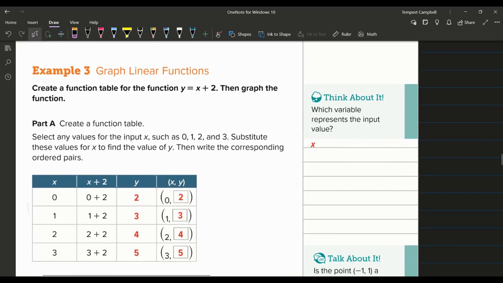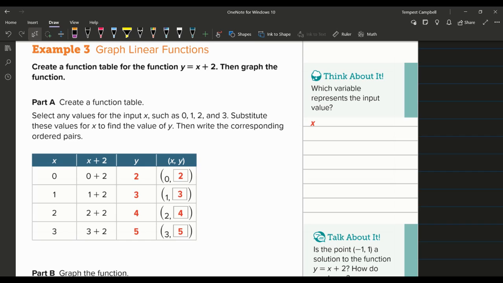So let's look at this first example. We're going to create a function table for the function y equals x plus 2, then graph it. Select values for the input x, such as 0, 1, 2, 3. The idea is usually we want to start with 0. Sometimes we want to start with a negative number, and then we're going to get our points. Notice how we have our input, then we have our function, then we get our output, then we have our ordered pairs.